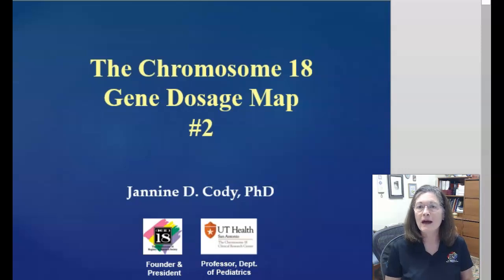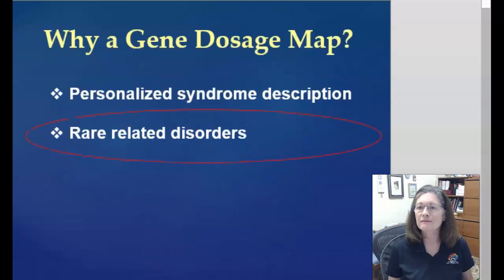The way we do that is, instead of looking at whole syndromes, we look at the genes. So we try to understand the role of each gene and then compile that information into an individualized syndrome description. And in order to do that, we have to know the role of each of the genes. So this is why we have a gene dosage map.